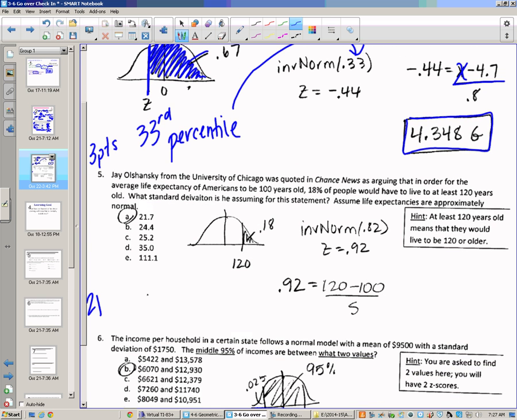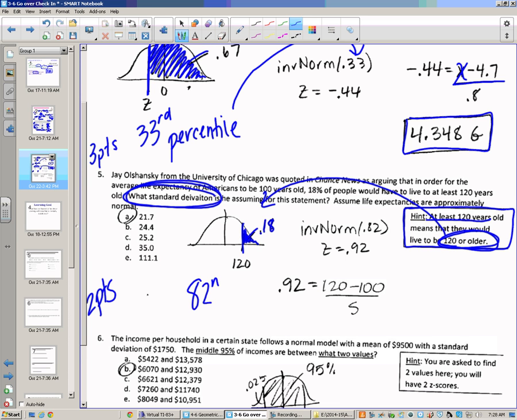Number 5, since it was multiple choice, was only worth 2 points. Here you're being asked, what's the standard deviation? That's a value. So if you want to find a value, you're doing inverse norm. I gave you a hint here that some of you ignored. So it says to be at least 120 years old, that means that they would have to live to be 120 or older. So this helped me draw my curve. 120 or older, I'm shading above. 18% need to do that, so that means this is the 82nd percentile. 82% lies below. So then I do inverse norm of 0.82. I get my z-score. I solve this equation, and I'm solving here for S, the standard deviation. When you do that, you get A.